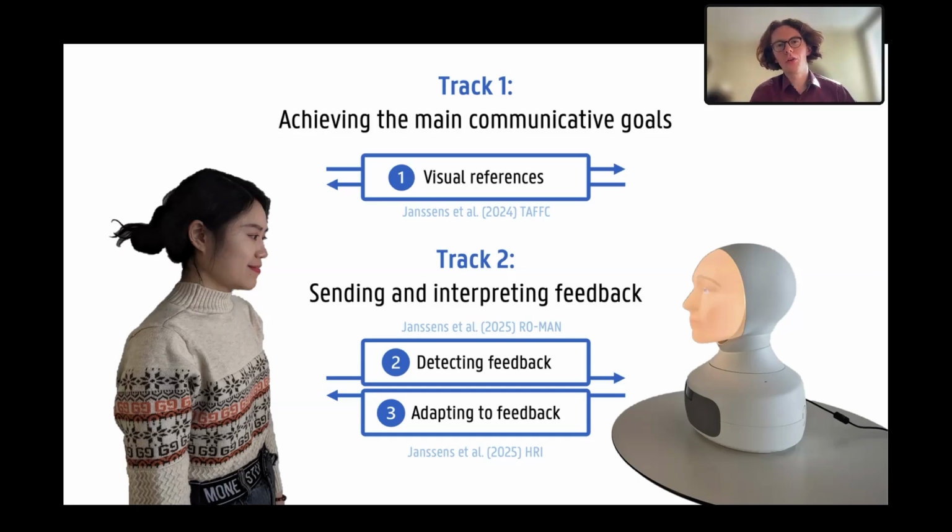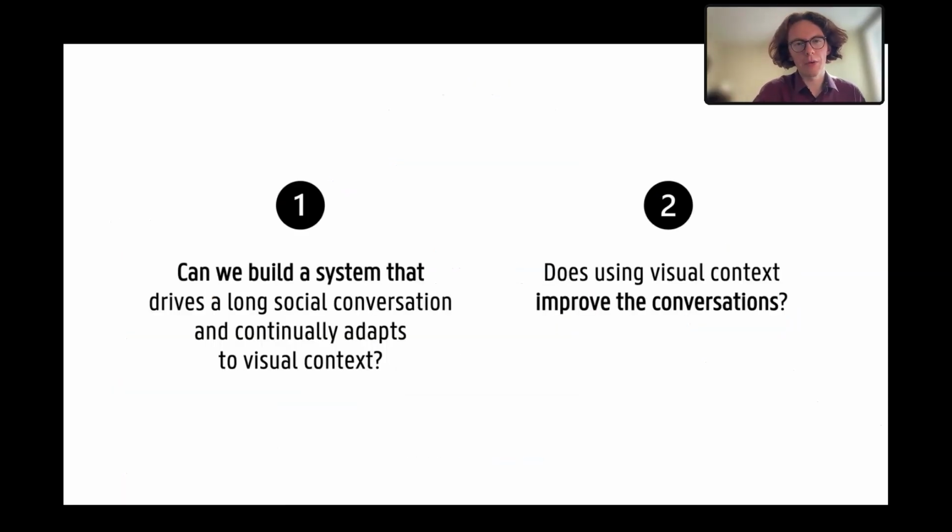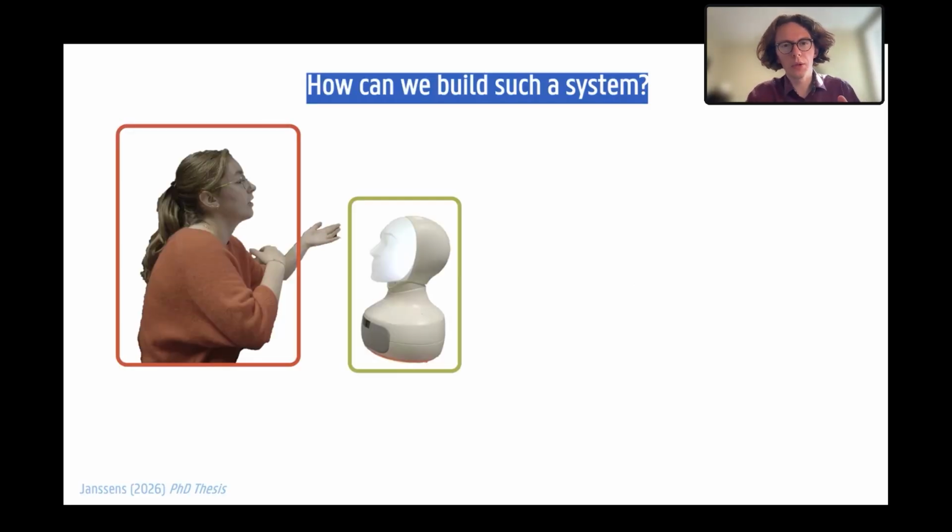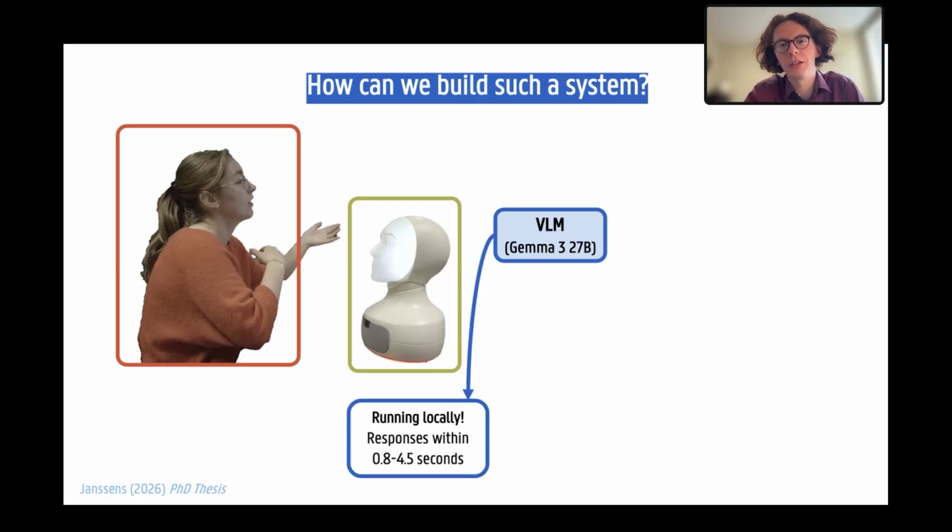But can we bring all of these skills together? Can we build a holistic system that drives a long social conversation and that can continually adapt to visual context? And can we actually study whether using that visual context improves the conversations? So we embarked on a quest to build such a system, and we did that using a vision language model. This was Gemma 3. That's a small vision language model that we can run locally.